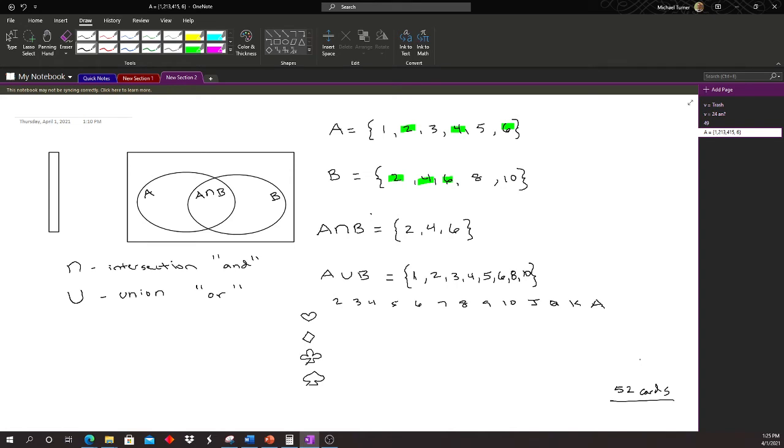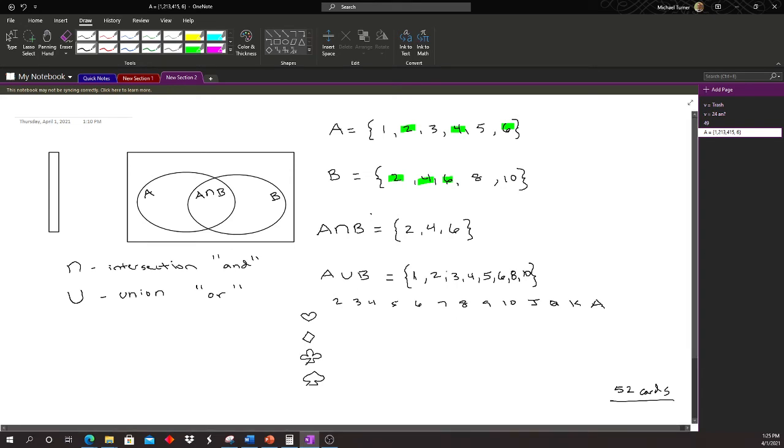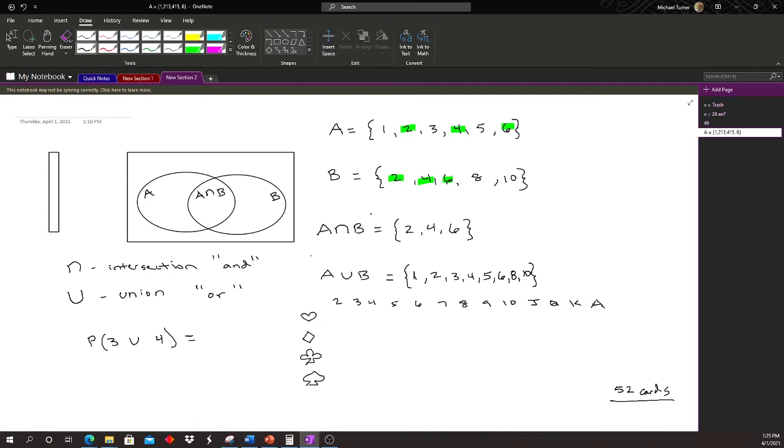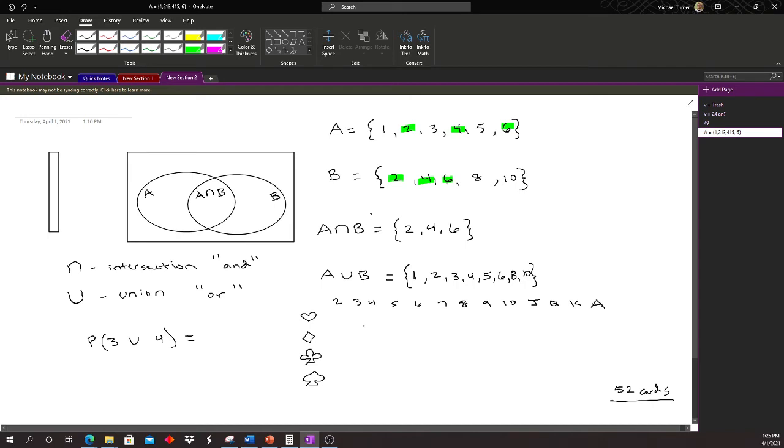Okay, so for instance, I could ask you questions involving union and intersection. I might ask you, what's the probability of drawing, let's say, a 3 or a 4? Now, remember, your base probability formula is the number of events that you are looking at divided by the number of possible events. You could also solve this using a sample space, which we covered in Integrated Math 1 and in the Fundamental Math class.